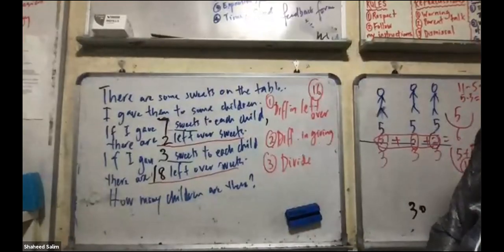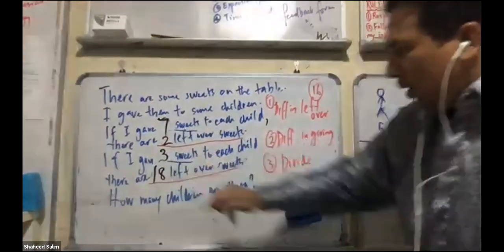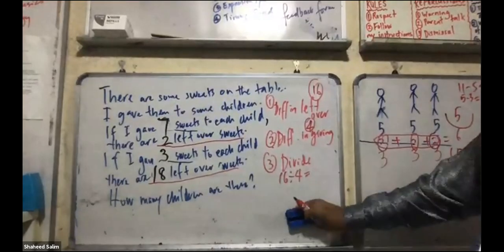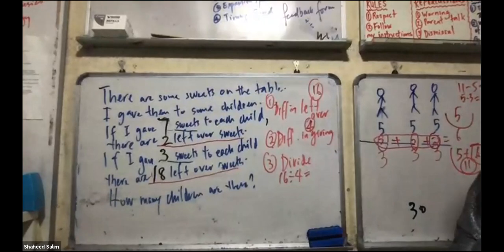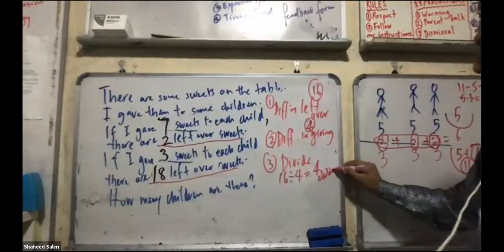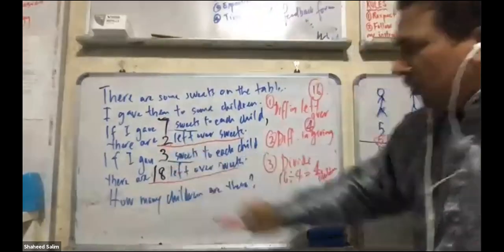Difference in giving. This one gives 7, this one gives 3. What's the difference? 4. Divide. How much do you get? 4. Why 16 divided by 4? Yes, get 4 children. Why 16? This is the difference in leftover. Down here got 18 leftover, down here got 2 leftover.